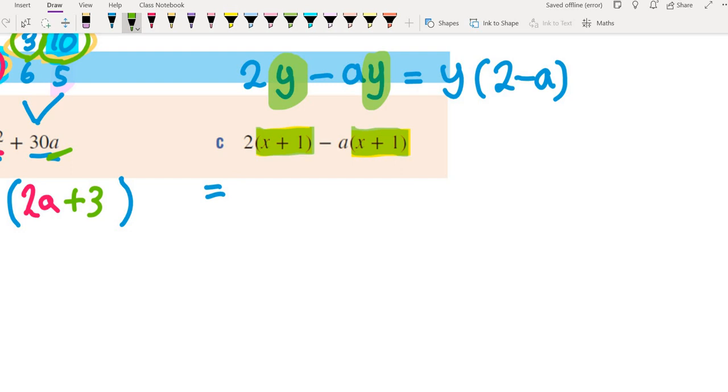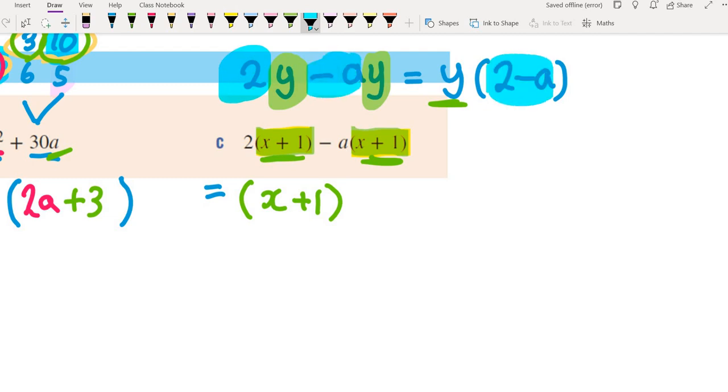And you can do the same method. So here we took out the y, here we take out the entire bracket, so we go (x + 1) in brackets, and the rest. So just like here, we put the rest inside another bracket. So we're going to put these two, the rest, in another bracket. So here we've got (2 minus a) in another bracket. And that's the fully factorized form.